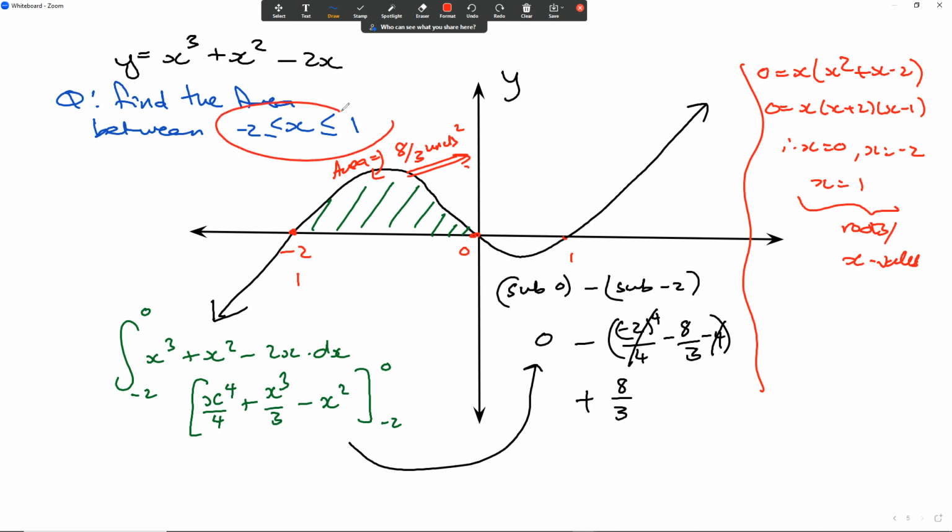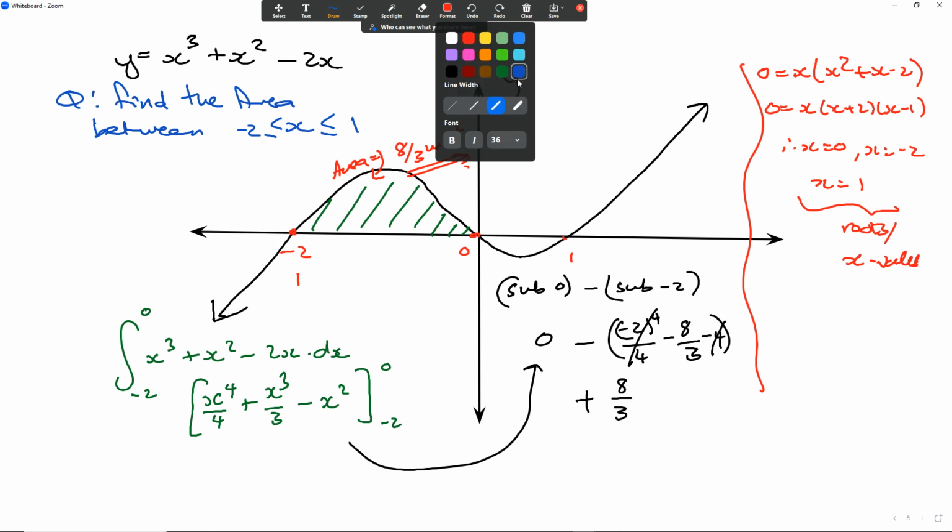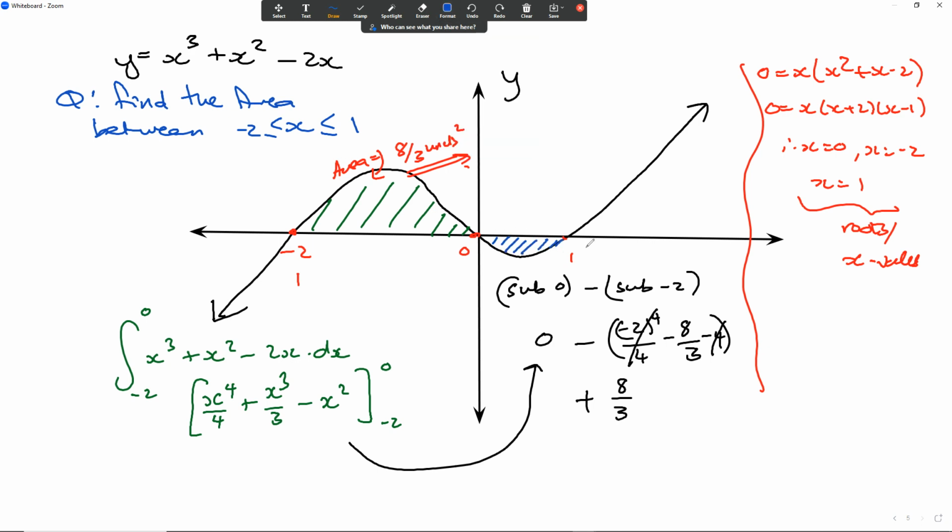Because I'm looking for the area between -2 and 1, I need to also apply the exact same method for this area at the bottom. And I have to integrate this function, but this time from 0 to 1. So for this part, we integrate from 0 to 1 of that whole function, x cubed plus x squared minus 2x, which we've already done. And then we've got x to the power 4 over 4 plus x to the power 3 over 3 minus x squared. And now we substitute 1 in there, and then we subtract it from 0. If I put 0 in there, the whole thing becomes 0.